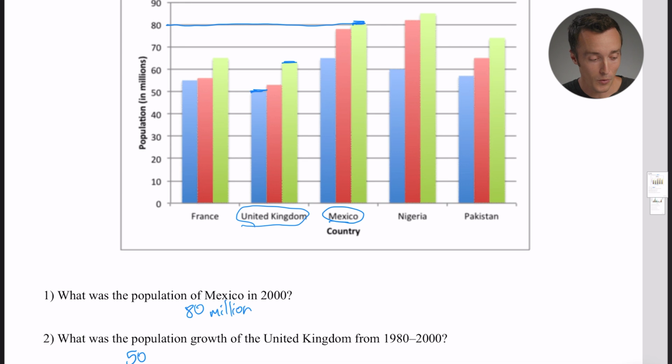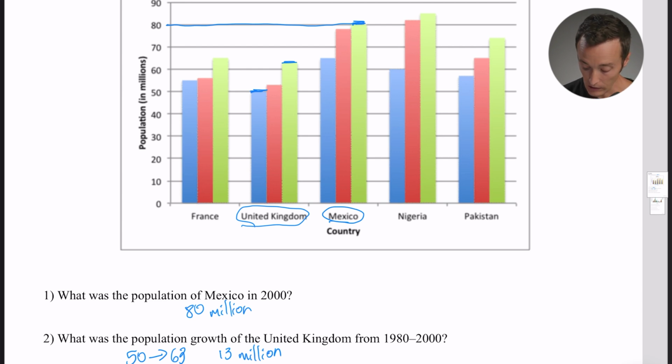And then in 2000, it goes all the way up to here. I'm not exactly on one of the lines, so you have to kind of estimate. To me, that's somewhere between 60 and 65. I'm gonna call it 63, just as an estimation. So I know that this went from 50 to 63. So to answer their question, what was the population growth? Well, if it went from 50 million to 63 million, that would be a growth of 13 million.